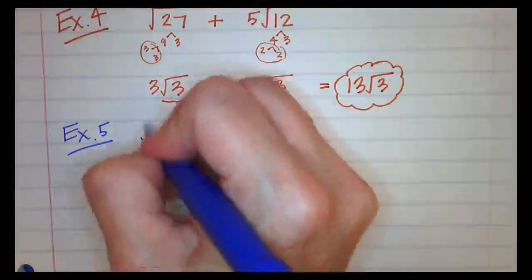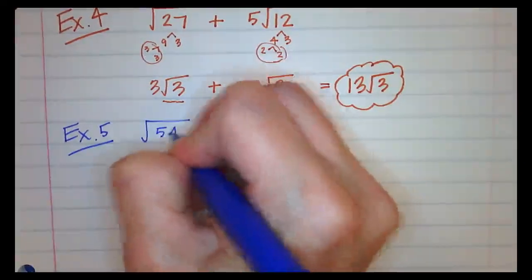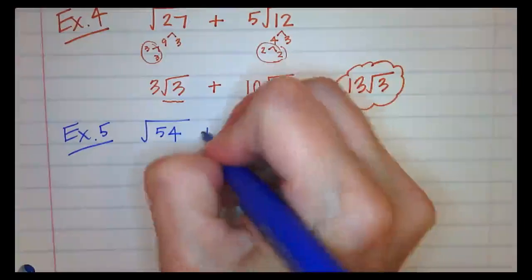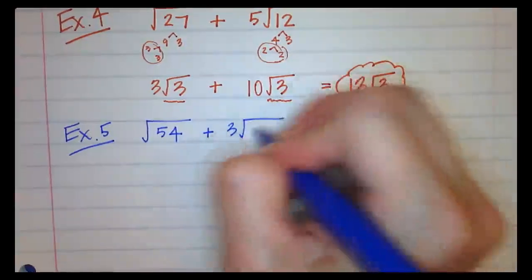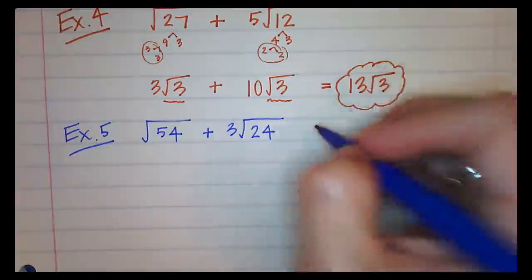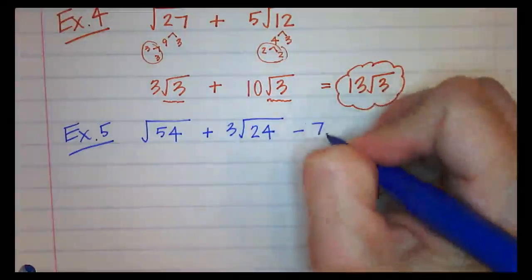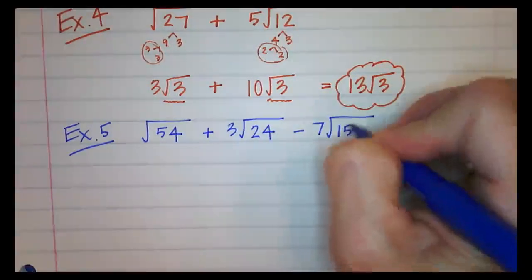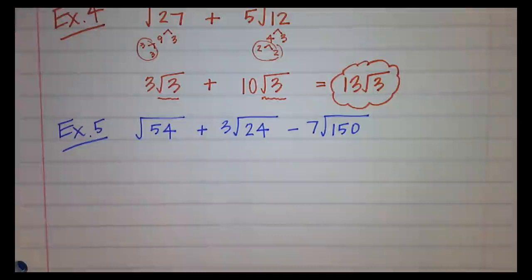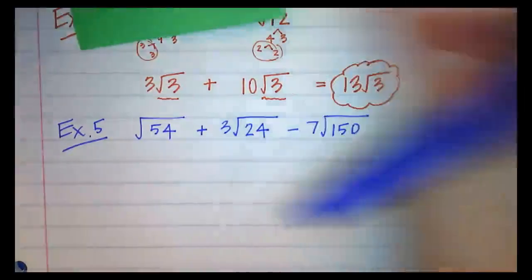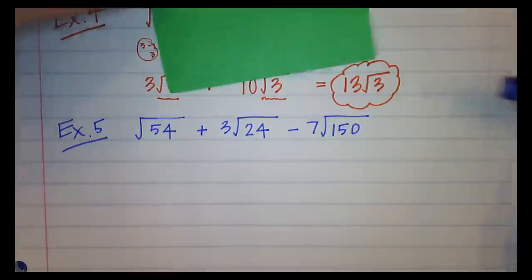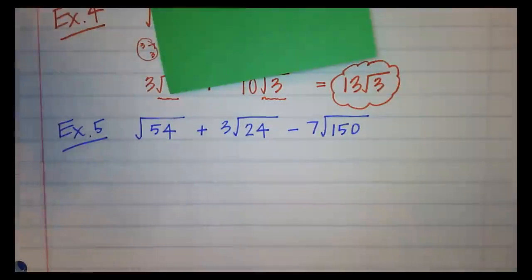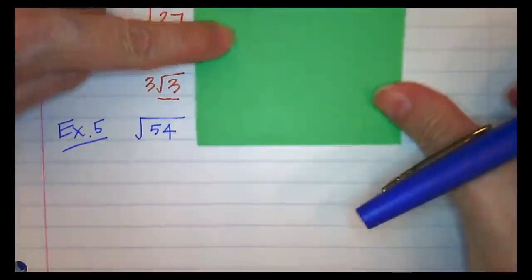Let's try square root of 54 plus 3 root 24 minus 7 root 150. All right, so again, what we're going to do is we're going to do each of these separately as 3 separate simplified problems, and then we'll see if we can combine their answers. So first up, we're just going to work on 54.